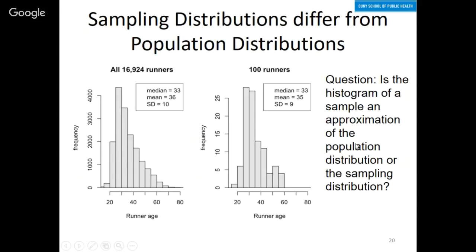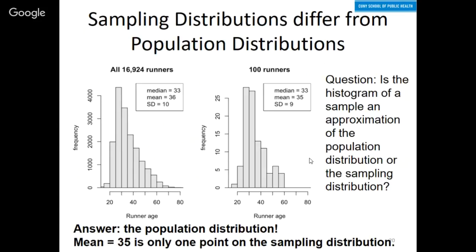Okay, so now is this an approximation of the population distribution? Put up your hand. Sampling distribution, put up your hand. Okay, still no one. Okay, we'll have some more chances to drive this home. But it's an approximation of the population distribution. This mean of 35 would just be one data point on the sampling distribution, not 100 data points.